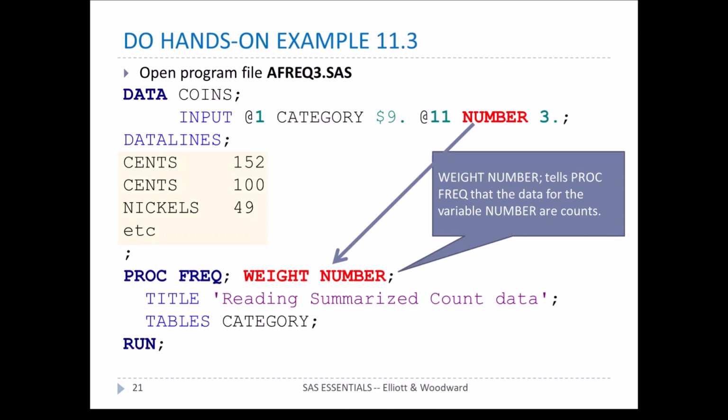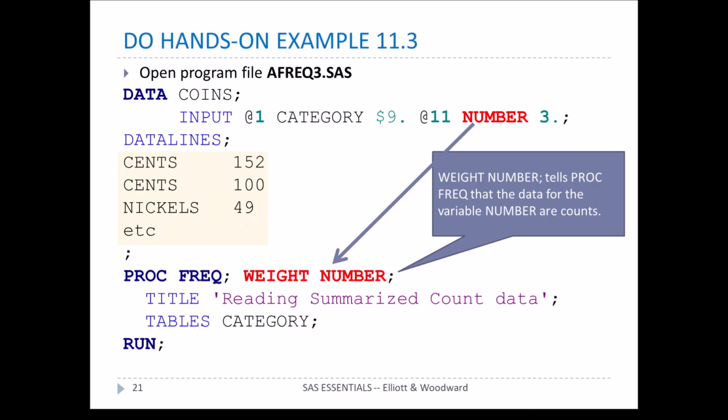So open the program file afreq3.sas, and we're going to create the coins data set where we're going to read the category, cents, nickels, etc., and then a number. And this number is going to become our weight variable. We saw this in some previous examples where we had the weight option. So number is how we're going to weight these variables.